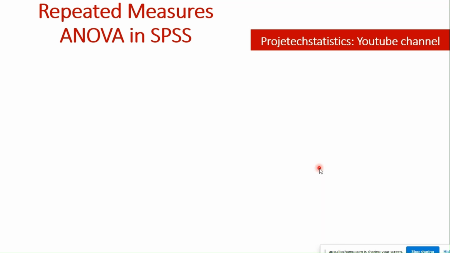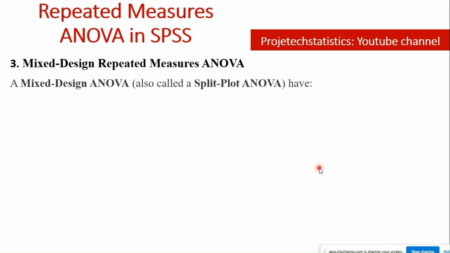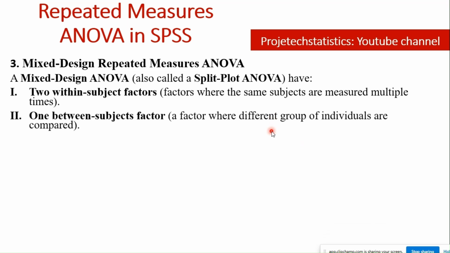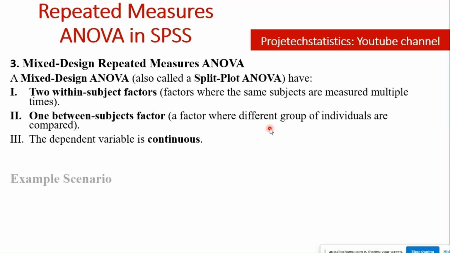and the interaction effect. Now we have the third one, which is known as the mixed design repeated measures ANOVA. It is also called the split plot ANOVA. This one, you have two within subject factors and one between subject factor. So factors where the same subject is measured multiple times, then a factor where different groups of individuals are compared.